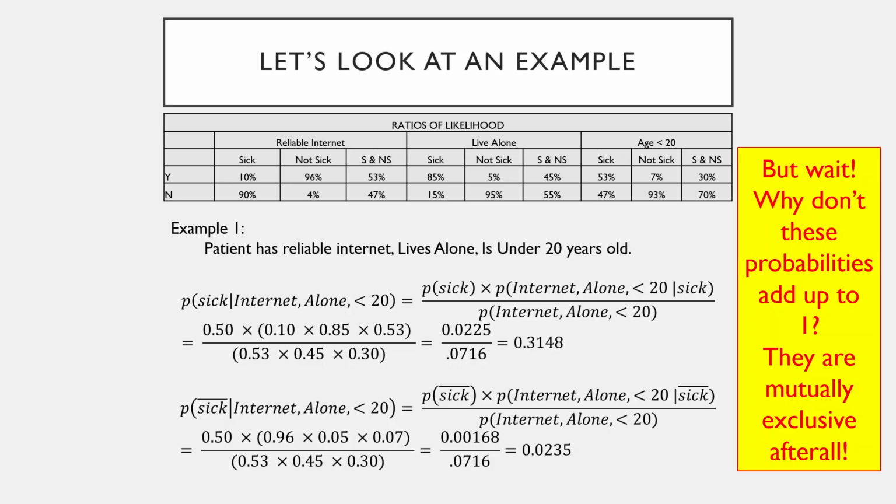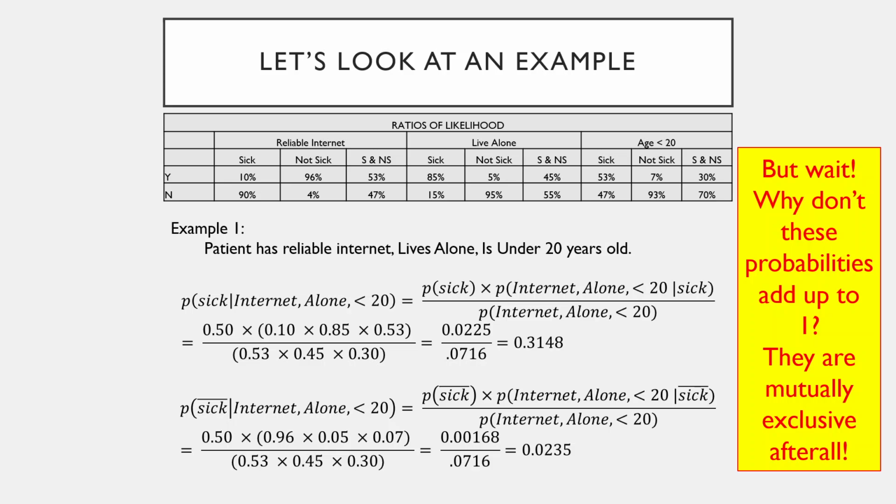You're either sick or you're not sick. The probability of being sick plus the probability of not being sick should add up to 1. And in this case, it doesn't. So what's going on? We have correctly, sort of, applied Bayes' rule.